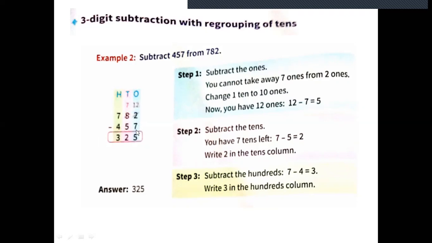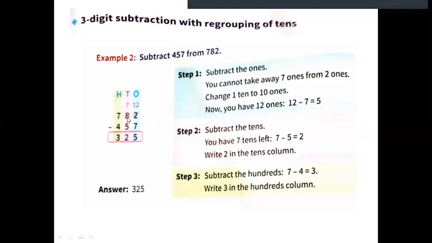See here, from 2 you can't take 7. So what are you doing? You are borrowing 1 tens from the tens place, and you are putting it to this 2. 2 ones plus 10 ones is nothing but 12.